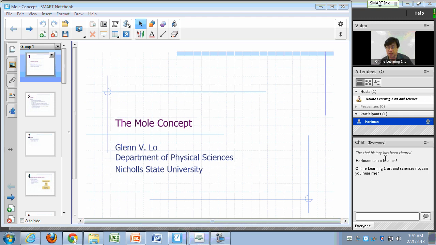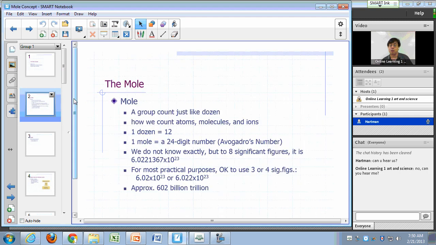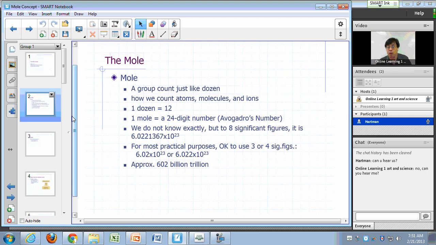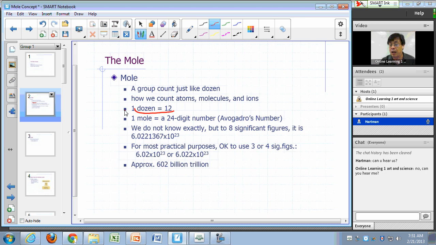So that's the whole idea behind the mole concept. It's a way of counting atoms, molecules, and ions in groups called moles. Just like a farmer would count eggs by the dozen, we count atoms, molecules, and ions by the mole. So what's a mole? A mole is a group count, just like a dozen. So you know that a dozen items would be 12 items. Well, if we're counting atoms, molecules, and ions, they're so small that we have to use a bigger count.